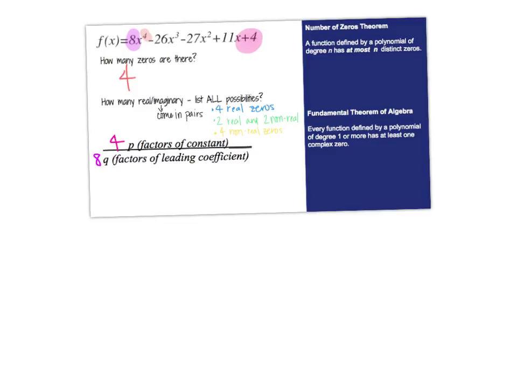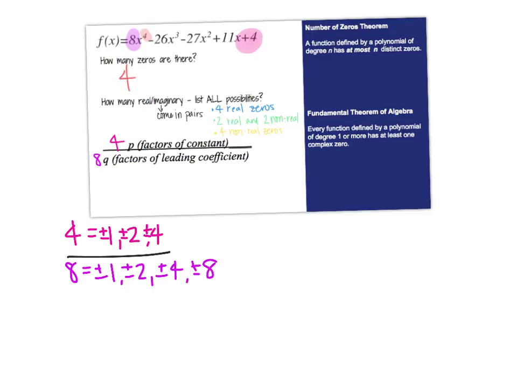So let's talk about our factors of 4. My factors of 4 are 1, 2, and 4. That's all the things I can divide 4 by. And I can go a step further: positive and negative 1, positive and negative 2, and positive and negative 4. Then I also need my factors of 8. My factors of 8 are positive and negative 1, positive and negative 2, positive and negative 4, and positive and negative 8. So to figure out my list, I need to divide everything on top by everything on the bottom.